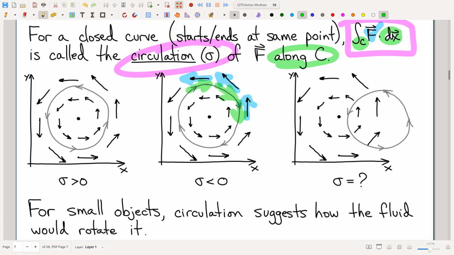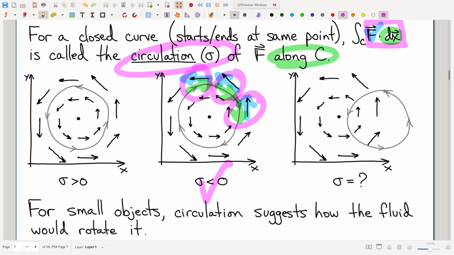along this curve, notice that these contributions to the integral, these dot products, blue dot green, well, these vectors are all going opposite directions of each other. These dot products are all negative. This circulation would come up as negative, not positive.